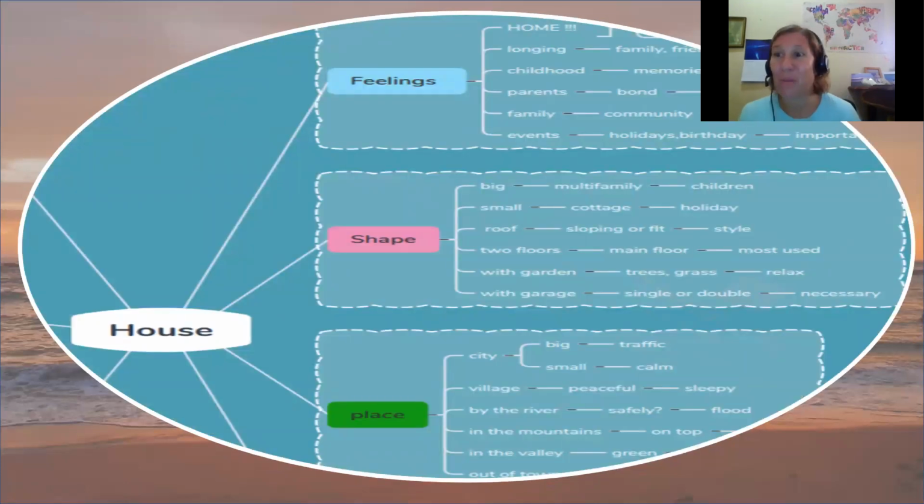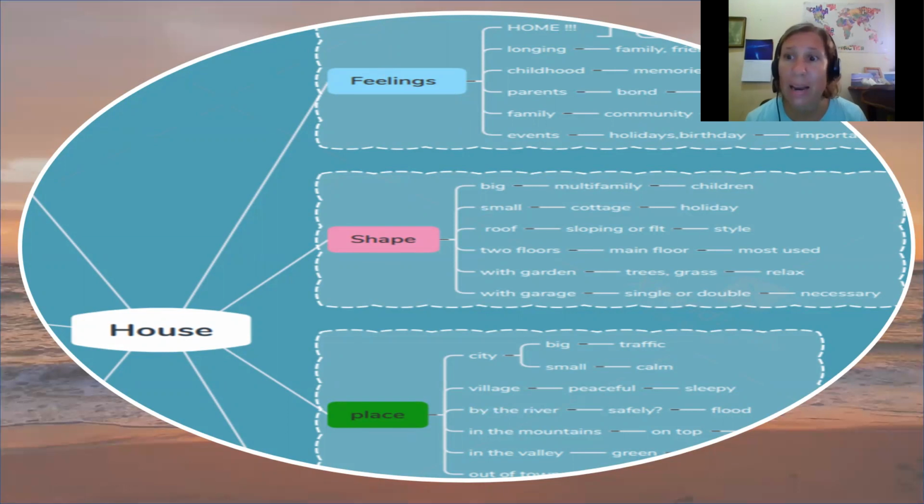This was one of my learners' first mind maps, and he was like, I don't think I did it right. Is this okay? And I was like, oh my gosh, it's awesome. Look at all this information. You're talking about a house. He has feelings represented to the house, right? Different shapes, different places, right? Lots of information. He did an awesome job making his first mind map.